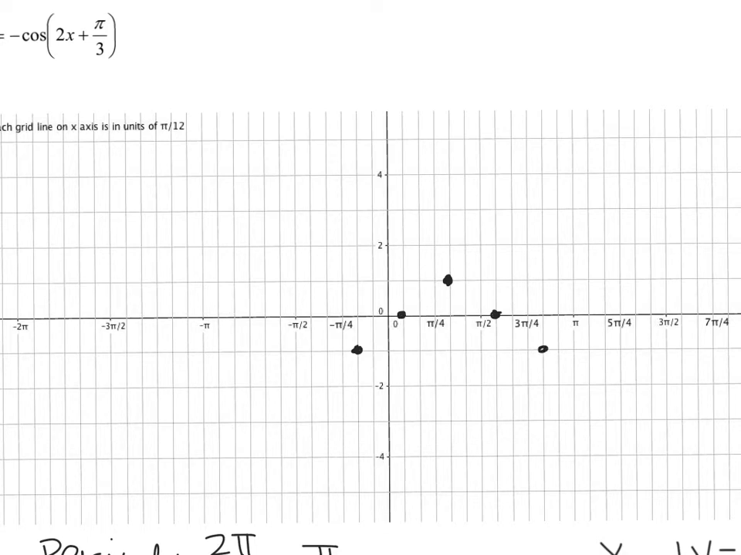And now we just have to connect our points. So we get one period of our graph, which, if we were to continue in either direction, as this is just a sketch, we can get a continuous graph of our function.